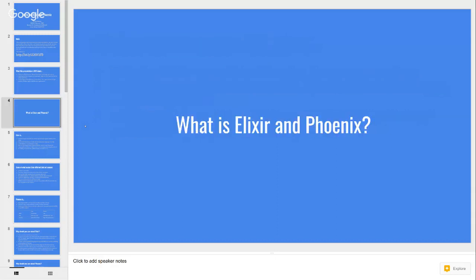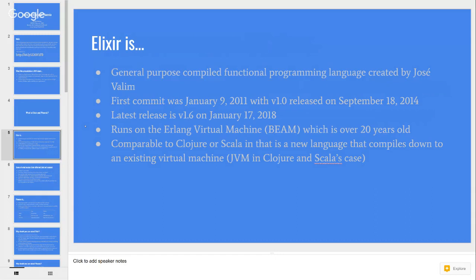So what are Elixir and Phoenix? Elixir is the language. If you're used to Ruby and Rails, Elixir is the language like Ruby is the language, Rails is the web application framework, and Phoenix is Elixir's main popular web application framework.